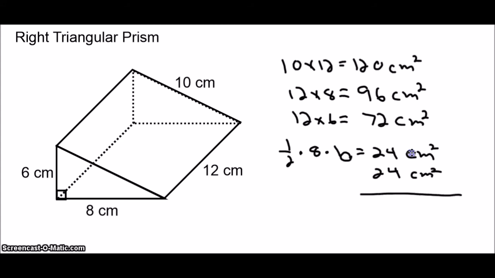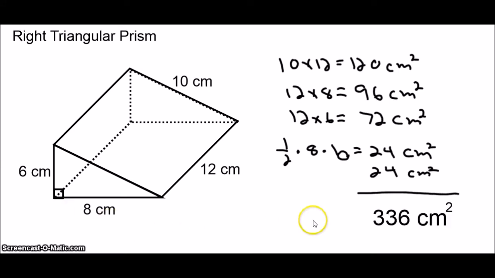And we're just going to total this all up, the 3 rectangles and the 2 triangles. And when we total this up, we get a total of 336 centimeters squared, and that's the surface area of this right triangular prism.